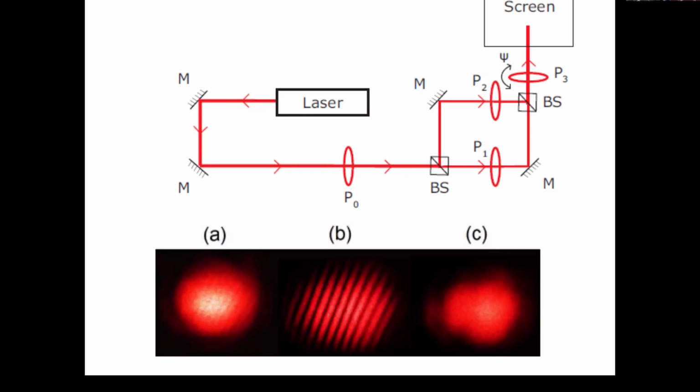So these are the fringes. A and C represent when you have which path information, and when P3 is at a 45-degree orientation, you recover the fringes, which means at a certain orientation of P3, the which path information that was available previously has now been destroyed. So you are erasing the which path information. This is called quantum erasure. So by changing something in the present, you are unwinding something that happened in the past, in a way. That's why this is such a counterintuitive experiment.